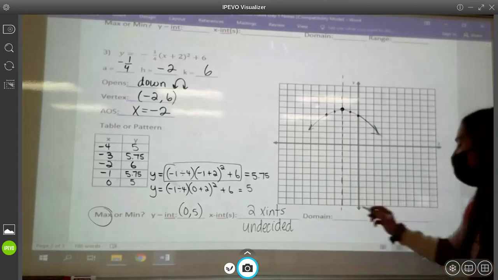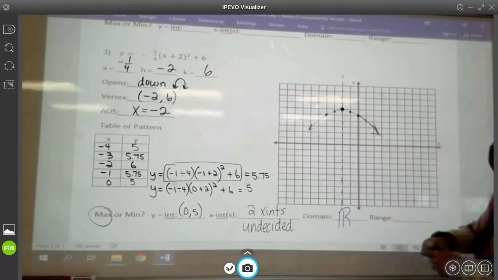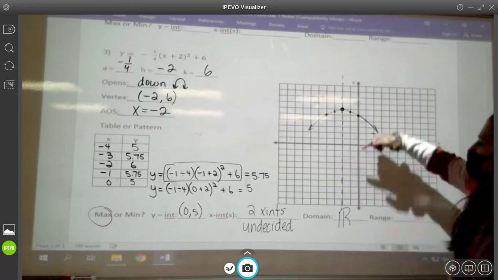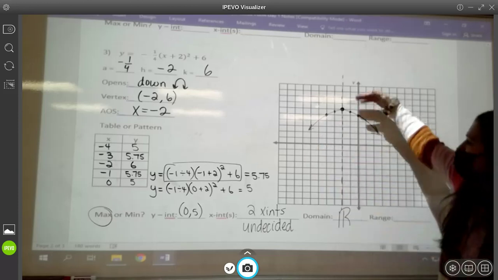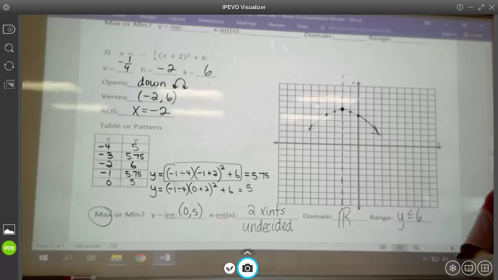All right, the domain is always all real numbers. All x values are going to live on this parabola eventually. And then the range, the y values, guys, they're all down here. The highest y is 6, and then the rest are smaller. So y is less than or equal to 6 is your range, okay?